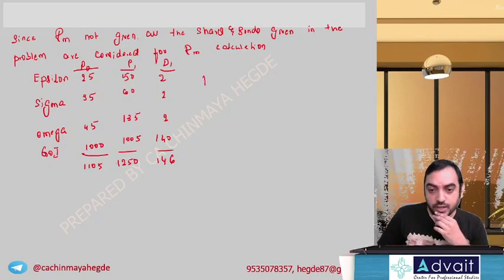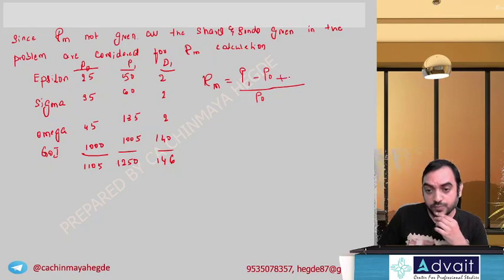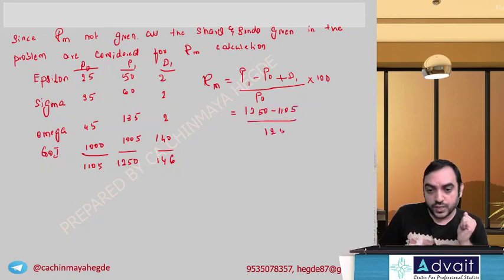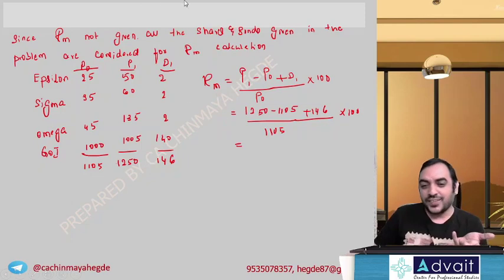So market return RM is P1 minus P0 divided by P0, plus D1 also, into 100. That is 1250 minus 1105, divided by P0 which is 1105, plus 146, into 100. In practice I will not recommend this because it has a lot of limitations, but from an exam point of view, this is the approach followed.